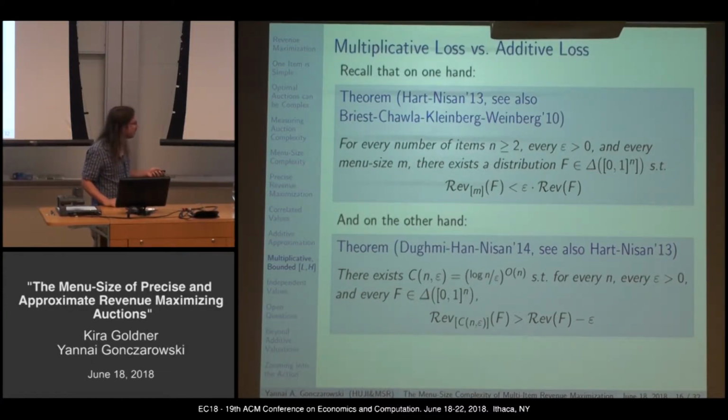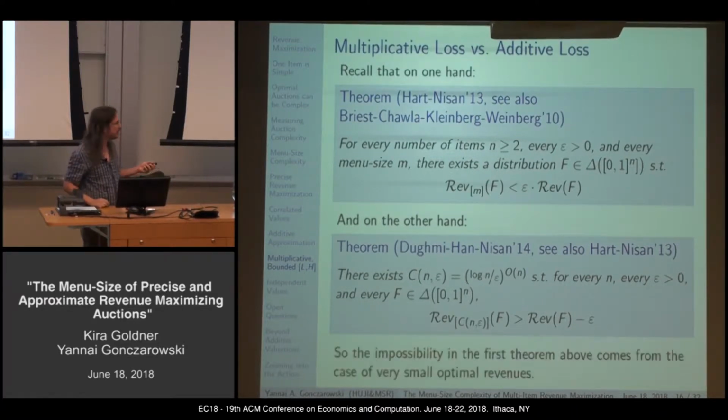So how can they both live together in the same reality? This means that you lose at most an epsilon, but you might lose like a huge factor. This means that the impossibility in the first theorem comes from cases of very, very small optimal revenues, where losing an additive epsilon means losing a huge, huge factor.